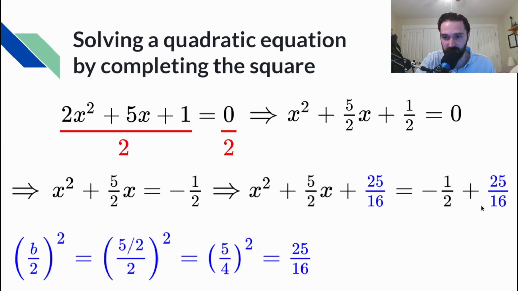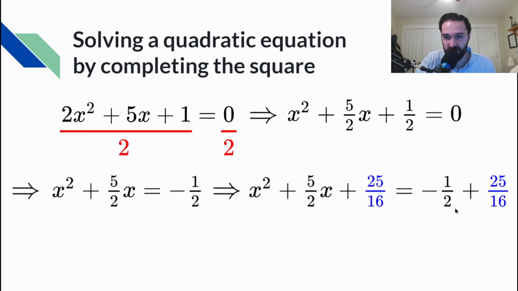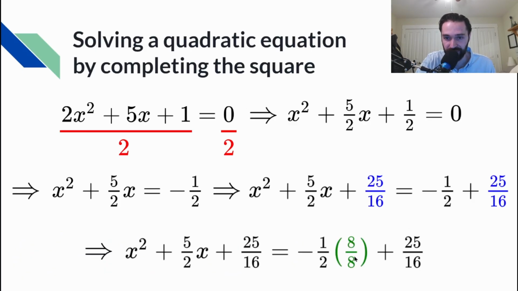We add this to both sides. And look at what we have on the right-hand side. This is some fraction addition happening, which means we need to get a common denominator. So we multiply negative 1 half by 8 over 8. Let's take this result to the top of the screen.